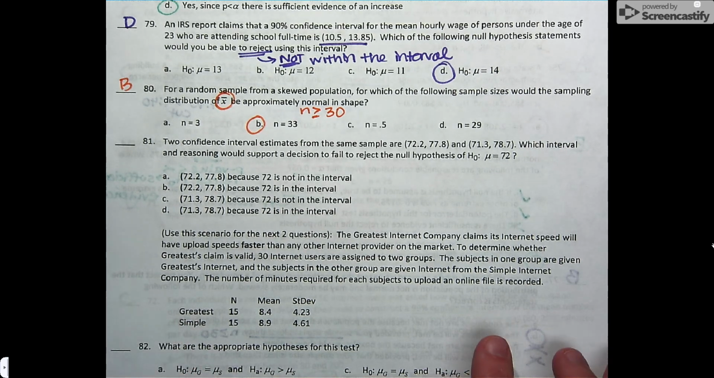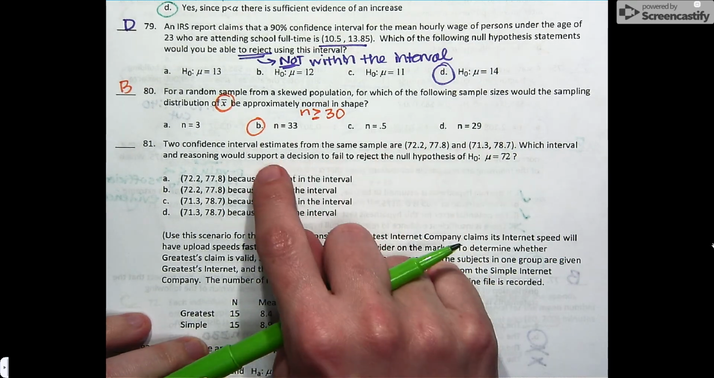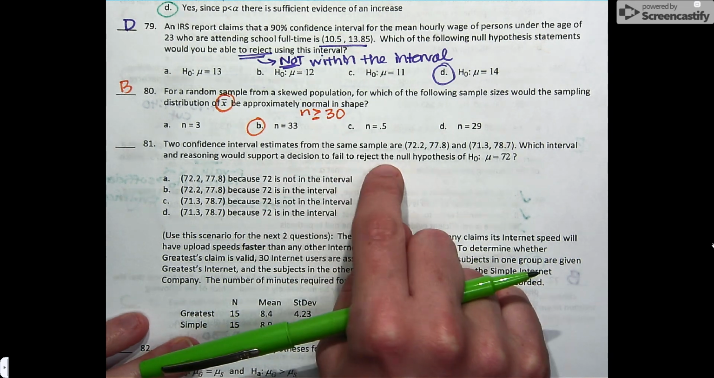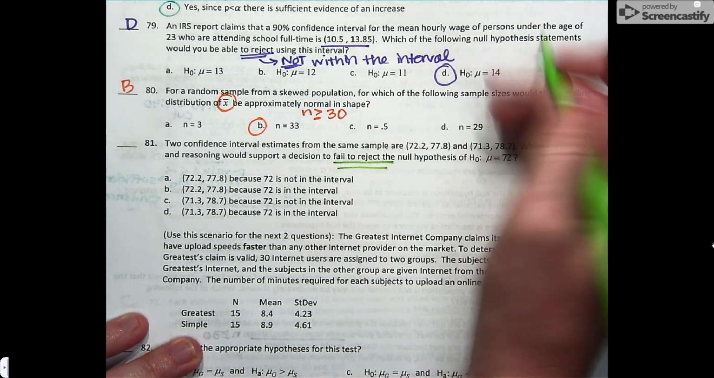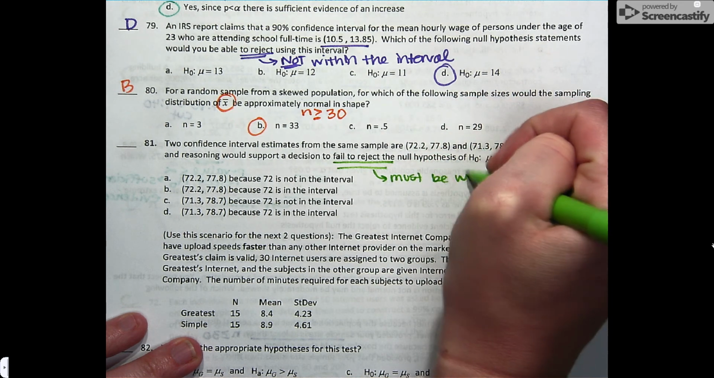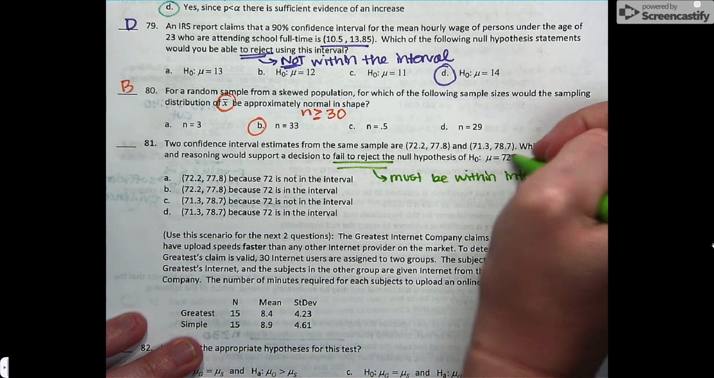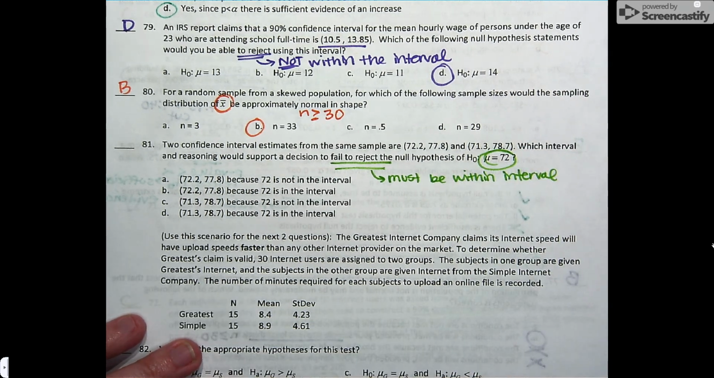81, two confidence interval estimates from the same sample are given, okay? Which interval and reasoning would support a decision to fail to reject the null hypothesis? So that means it must be within. It must be within interval. And what I'm talking about, what must be within, is the null hypothesized value.